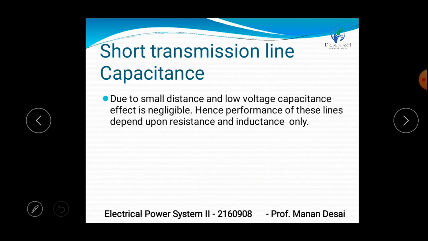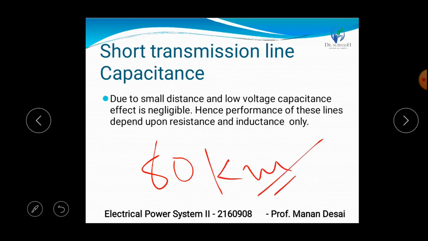Now, we can discuss short transmission line characteristics. It's different from medium and long transmission lines. How? See, due to small distance like 80 kilometers and low voltage like 20 kilovolt, the capacitance effect is negligible. Hence, performance of the line depends upon resistance and inductance only.